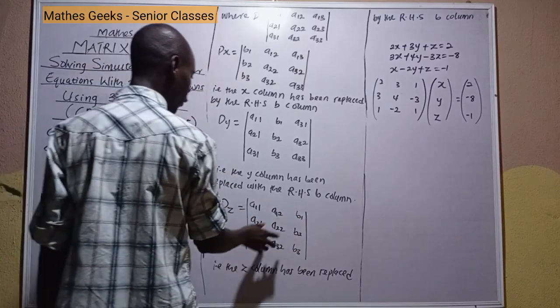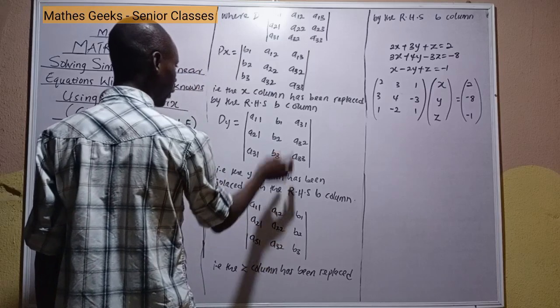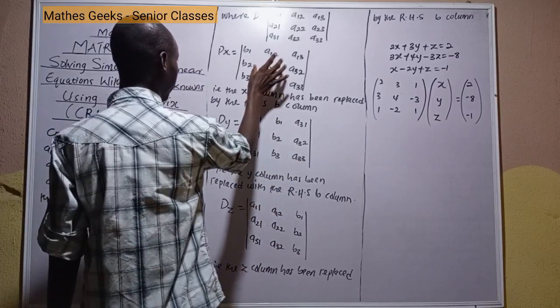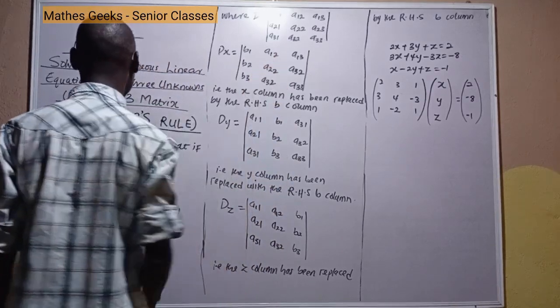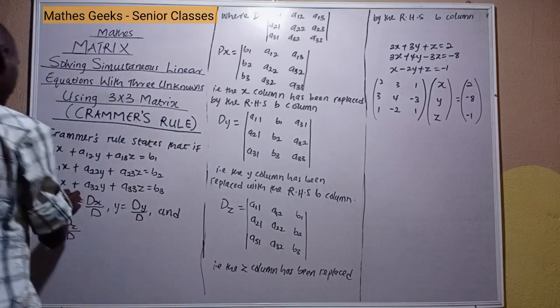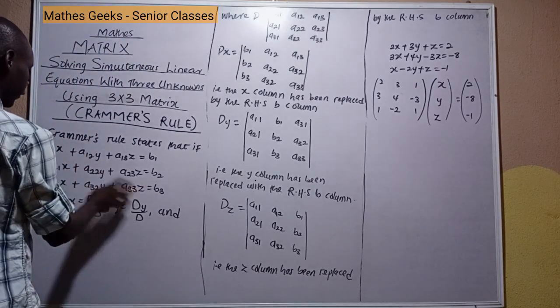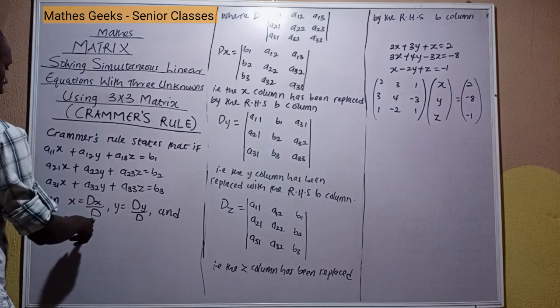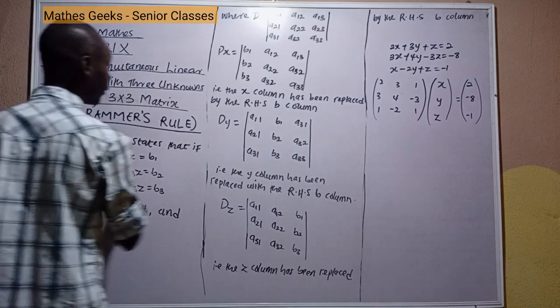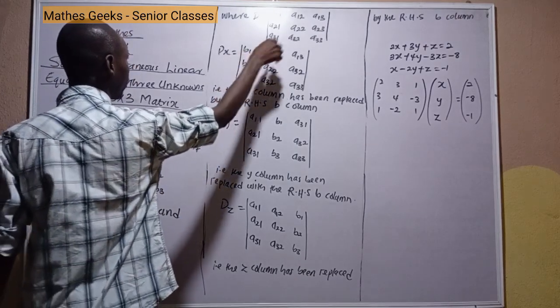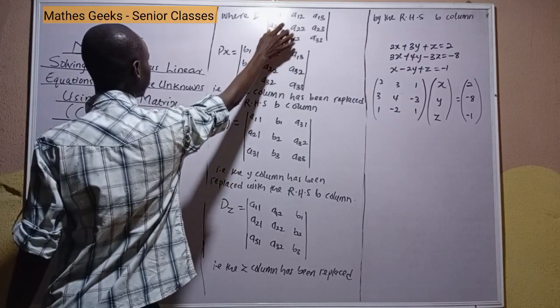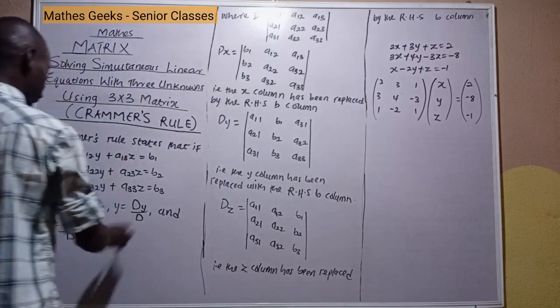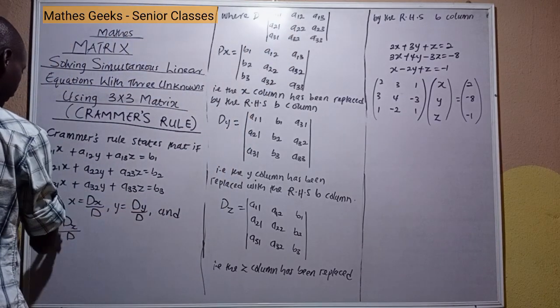Then once you do this, look for the determinant of each of these matrices, and then to get the values of x, y, and z, x will be dx over d, that's the value of the determinant of this matrix over the value of the determinant of this original matrix. Same goes for y and z.